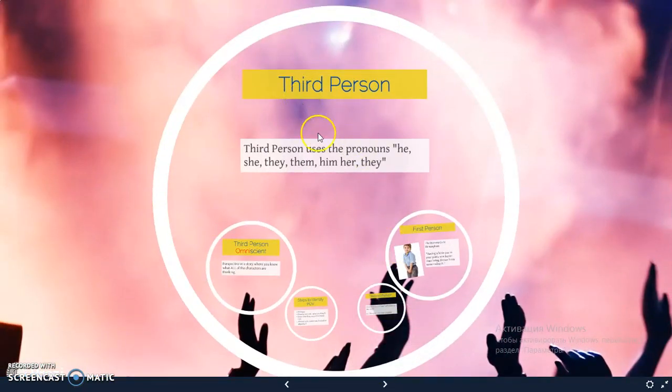And the third person uses the pronouns like he, she, they, them, him, her. So these are the differences.